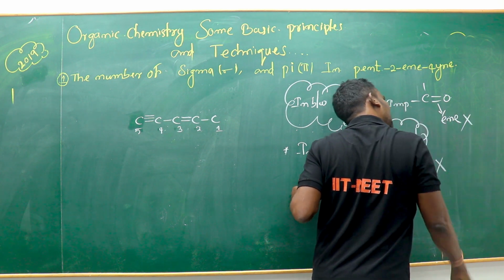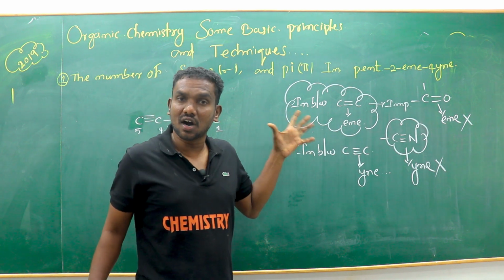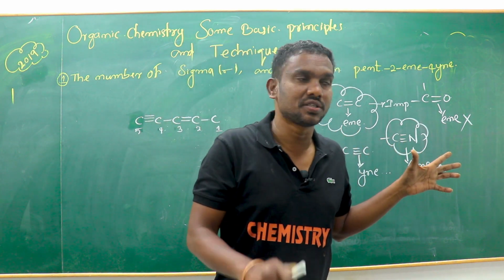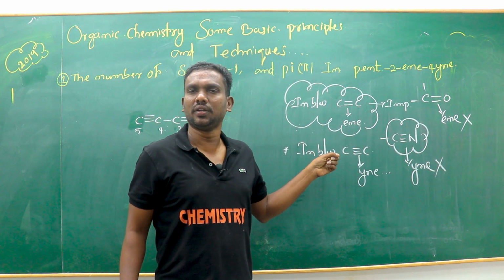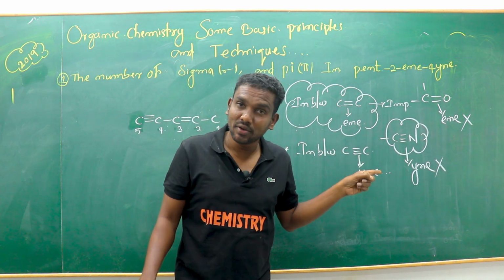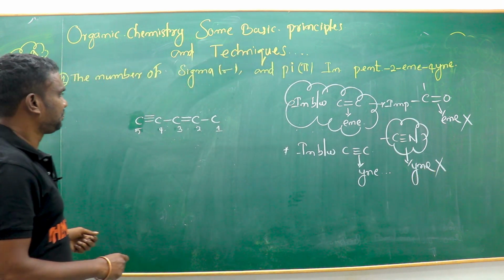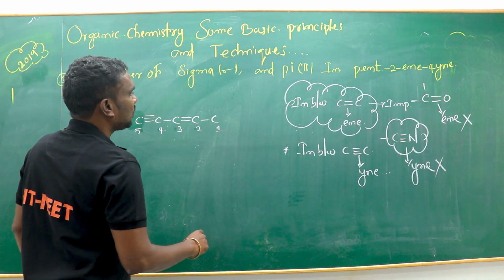this also does not belong to en, beta ji. So what is the conclusion? The conclusion is that in between carbon and carbon, if a double bond is present, that belongs to en. If in between carbon and carbon a triple bond is present, that belongs to yne. That's all. Right? Chalo, next. So now see.